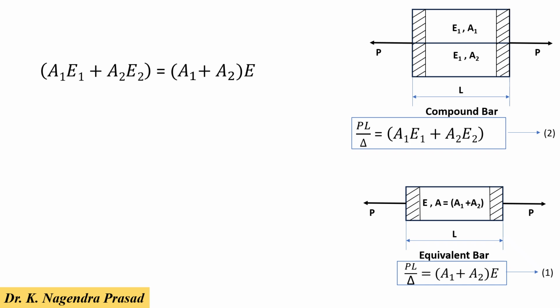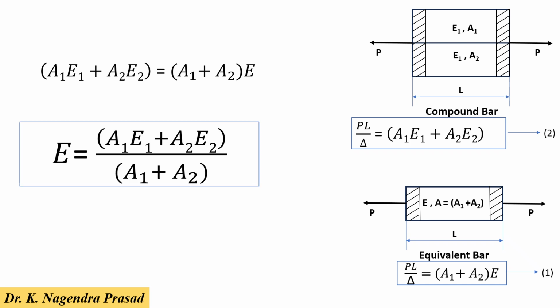Similarly, PL by delta value from the equivalent bar, that is (A1 plus A2) into the capital E. Then we have to equate these two values, that is A1 E1 plus A2 E2 equal to (A1 plus A2) into E. So from this equation, Young's modulus of the equivalent bar, capital E, equals (A1 E1 plus A2 E2) divided by (A1 plus A2). So this is a very important equation. In many competitive exams it will be asked, and most of the time we will use this equation for solving composite section bars.